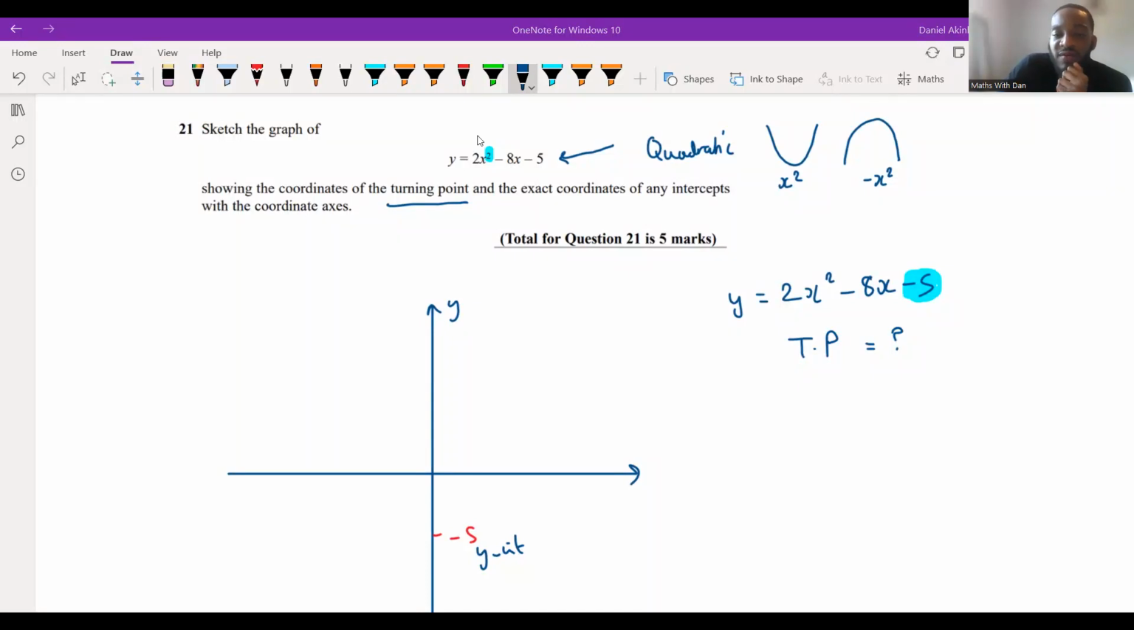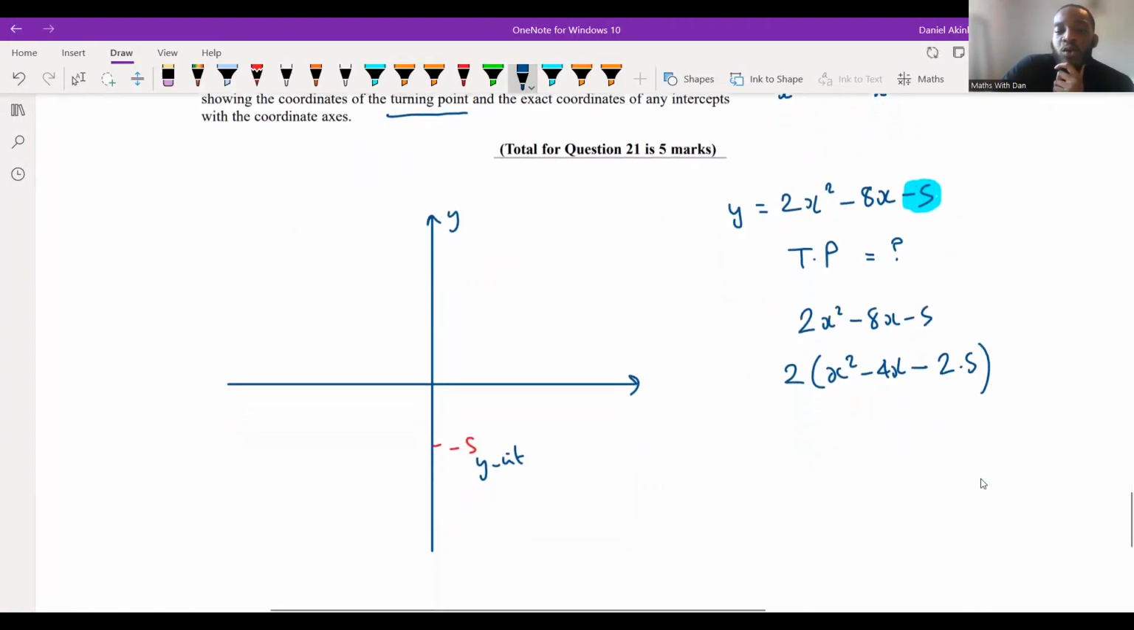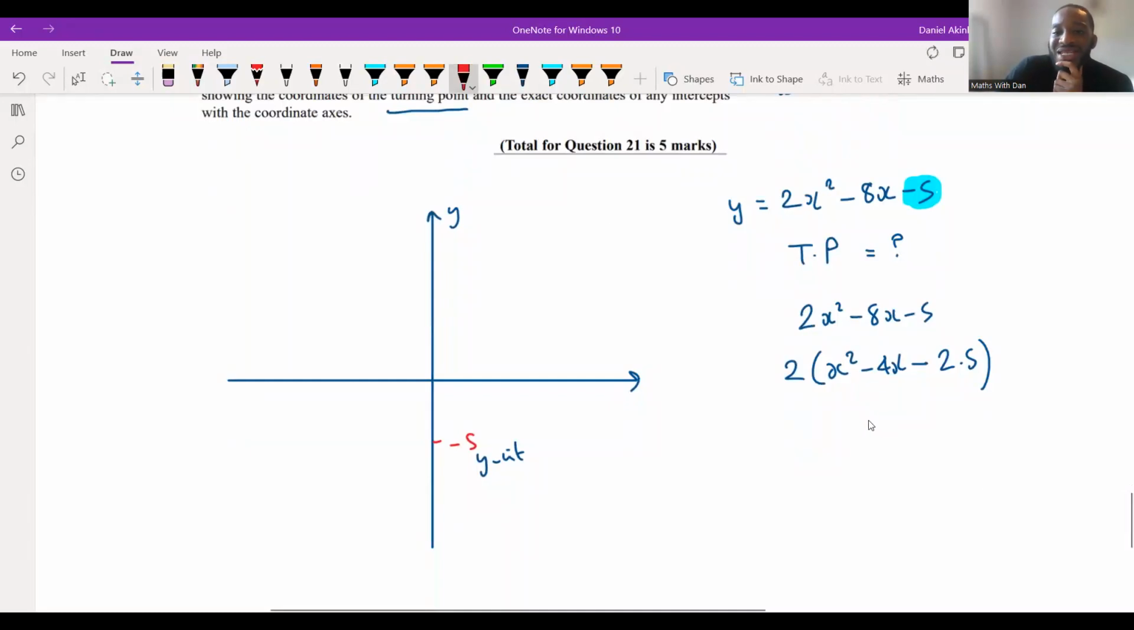Now, how do we complete the square with stuff like this? Well, we've got 2x squared minus 8x, and we've got -5. I take out a 2 first, x squared minus 4x, and then minus, if I take out a 2, I need to get back to the 5. I need to divide it by 2. Then this is going to be 2.5, isn't it? And then now what you do is you complete the square with everything inside.